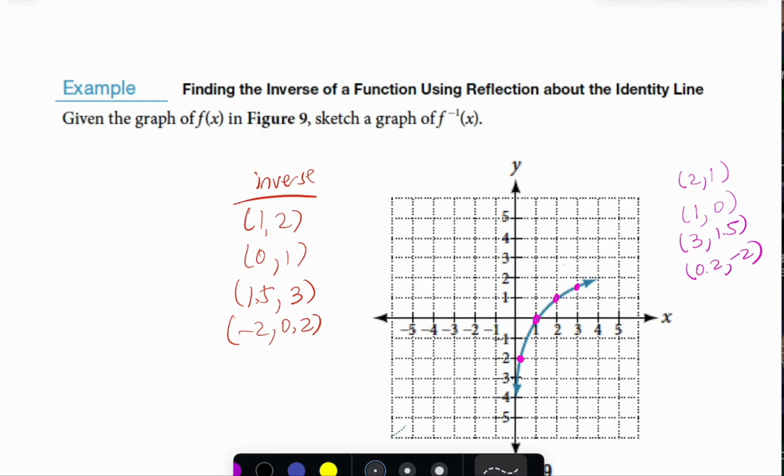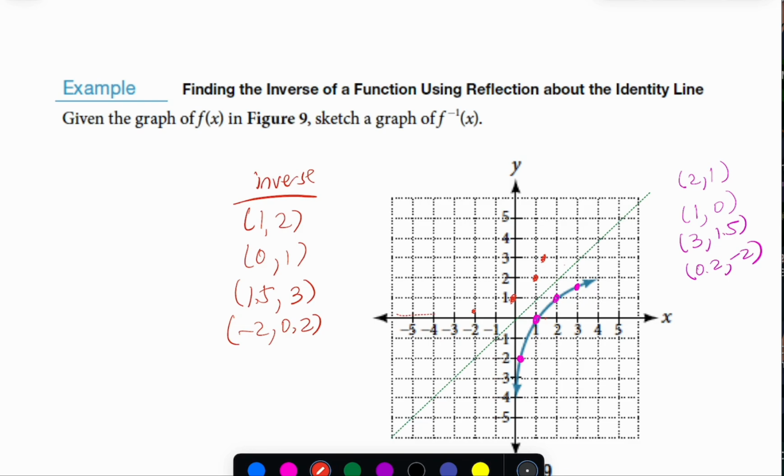Now, one thing you can also do to guide you when graphing the inverse is the two functions will always be reflected over the line, our identity line, y equals x. Okay? So let's go ahead and put those points on, and then we can think about if I flipped it across that dashed line. So at 1, 2 is a point on our inverse, 0, 1, 1.5, 3, and negative 2, 0.2.